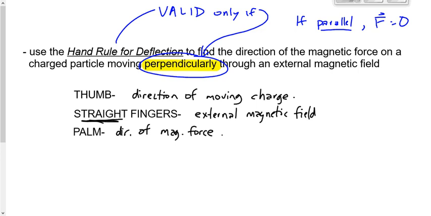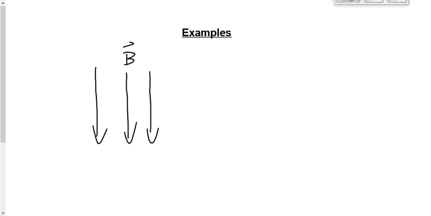Let's do a few examples here, all right? Let's say the first one, we've got a magnetic field represented by these arrows pointing toward the bottom of the page. We've got a negatively charged particle moving to the right through that magnetic field. Is that particle moving perpendicular to the field? Yes, it is. So we can use the hand rule for deflection. If it was parallel, we wouldn't need to use the hand rule because the force would be 0. If it was neither perpendicular nor parallel, it wouldn't be a Physics 30 question. This is perpendicular. We can use the hand rule for deflection, and here's how we do it.